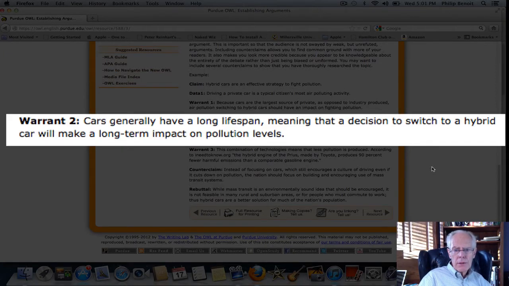Cars generally have a long lifespan, meaning that a decision to switch to a hybrid car will make a long-term impact on pollution levels. So they're saying if you're going to have a car out there for 12 to 15 years, a hybrid car is going to be better to have out there than a current polluting type of automobile. Okay, so our warrant, again, is showing how data point 2 supports the claim.